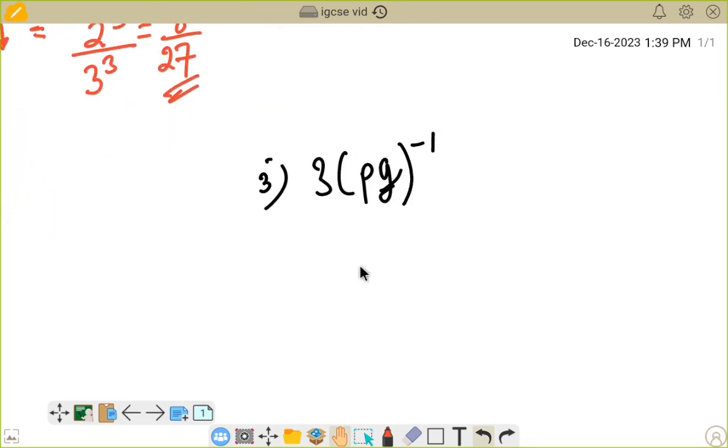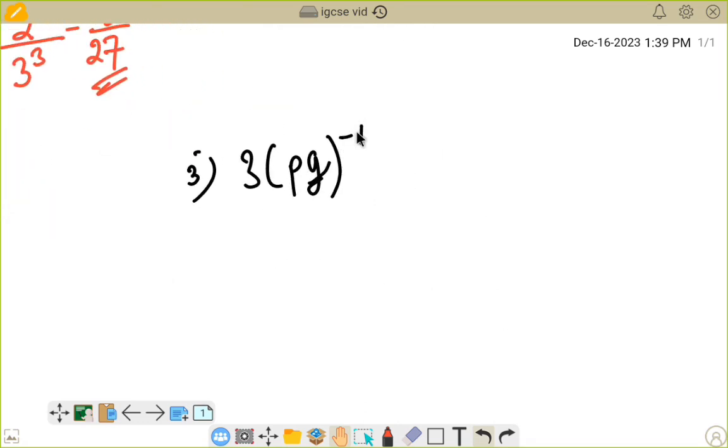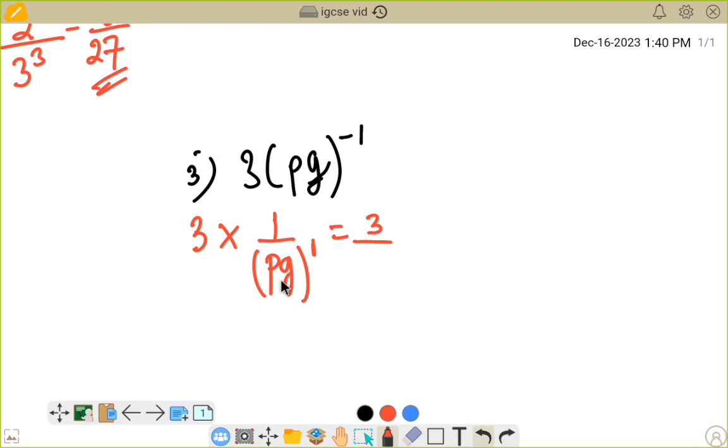Then in this case, the minus 1 here only applies to PQ, it doesn't apply to 3 because 3 is not in the bracket. So that will just give you 3 times, then let's flip this. By the time you flip this, that will be 1 over PQ. Then we are raising it to power 1. So we have 3 times 1, that will give you 3 divided by PQ to the power 1, that will give you PQ. So this whole thing is equivalent to 3 over PQ.